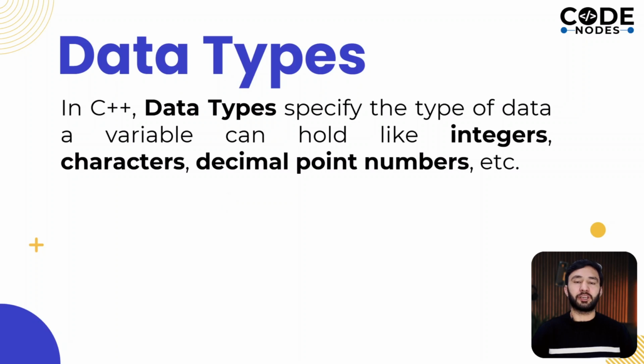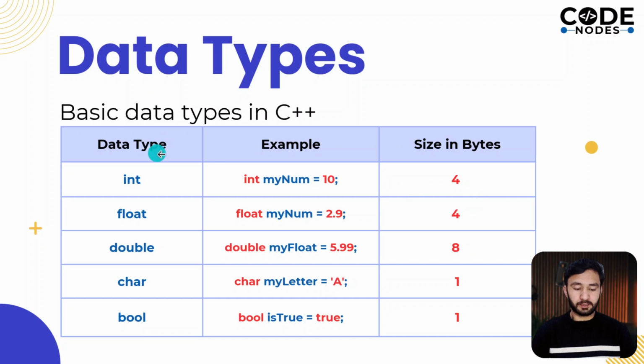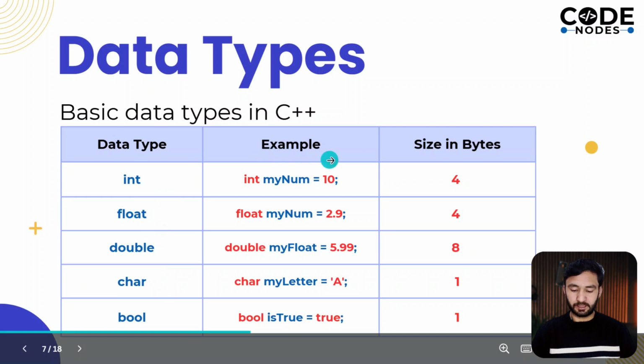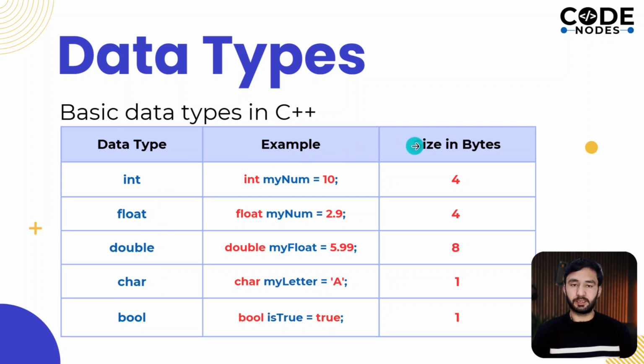Now we know what variables are and the rules for naming a variable. Now let's see what data types are. In C++, data types specify the type of data a variable can hold, like integers, characters, and decimal point numbers. An example of the integer data type we have seen in our previous slide. In this slide, we have listed some of the basic data types of C++ with examples and the size in bytes they take in memory. For now, skip the size in bytes. We will explore it in our coming videos.